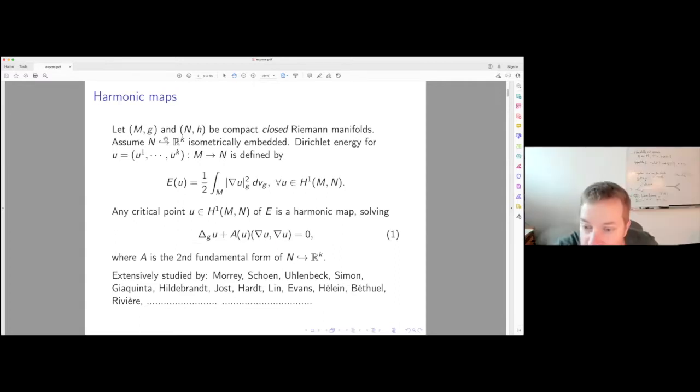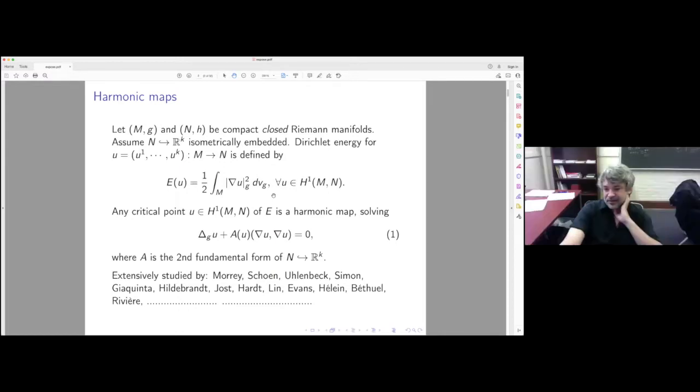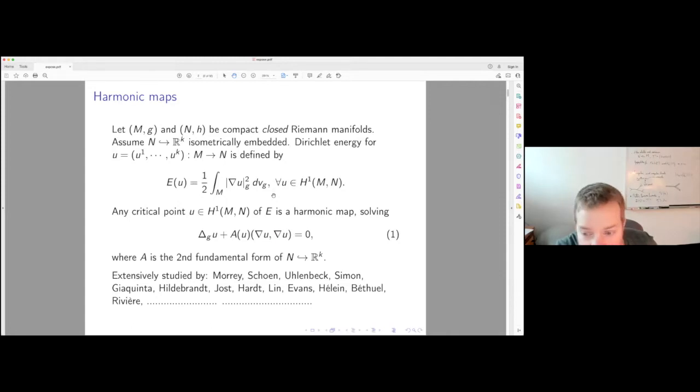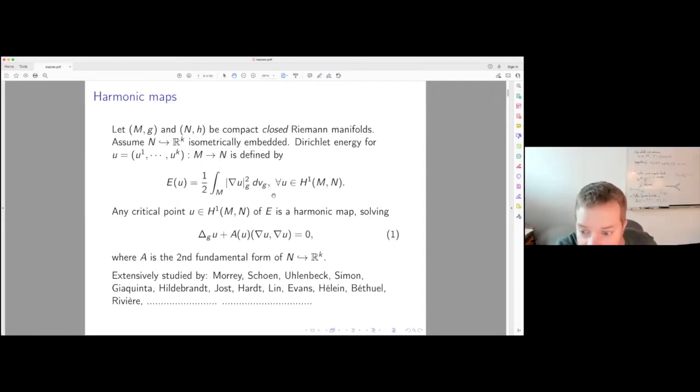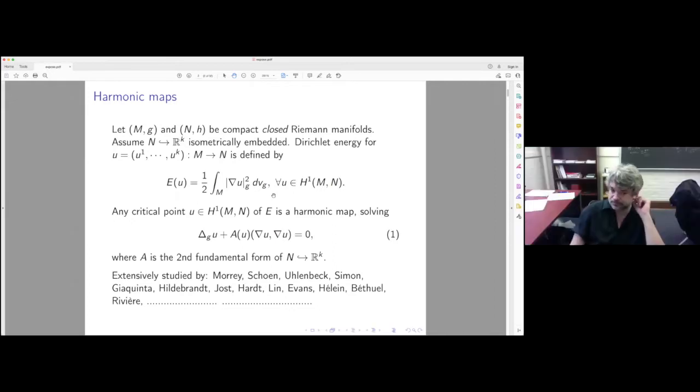Yannick, I have a question already. Sorry? I have a question already. Oh, okay. Yeah, so the gradient here, the Dirichlet energy, is using the component functions in R^K, right? It's the sum of these. Right? Yeah. It's not an intrinsic energy. No. It depends on the embedding, yes. Okay, thank you.